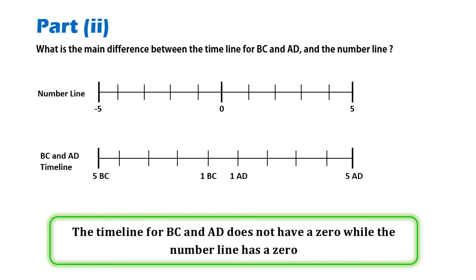Part 2, the difference between the timeline for BC and AD, and the number line is that the timeline of BC and AD does not have a 0 while the number line has a 0.